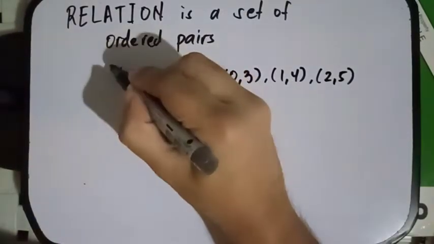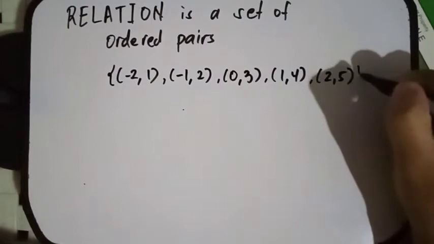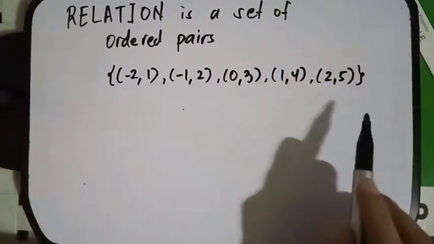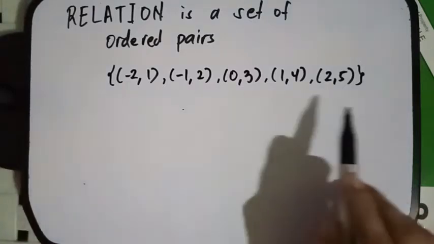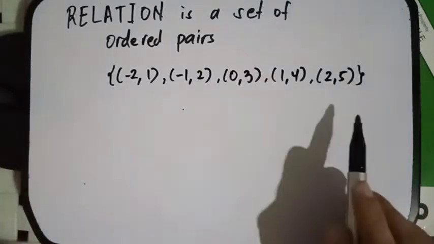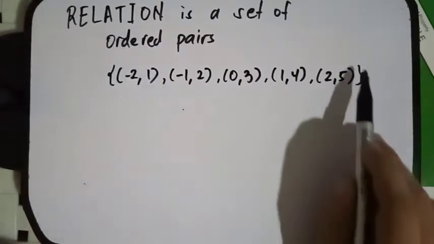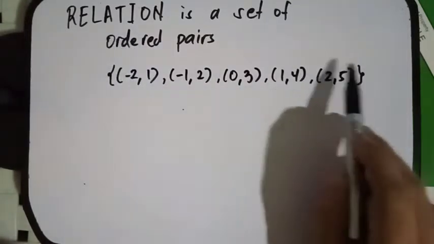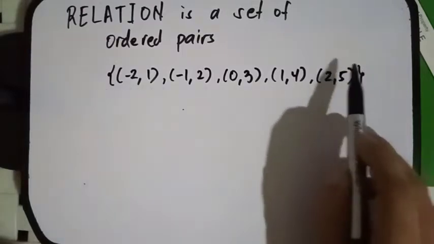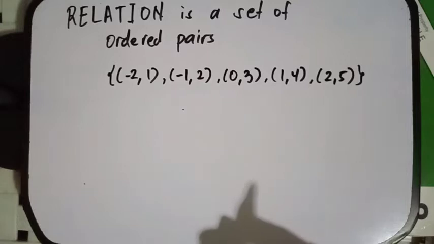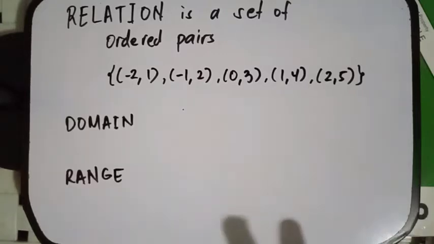Ayan. And then we enclose brackets para ma-indicate na itong limang ordered pairs na to ay kabilang sa iisang set. At ang set na ito ay yung tinatawag na relation. So relation ang tawag sa set of ordered pairs na gaya nito. Okay? Sa isang relation, mayroong dalawang parts. At ito yung domain and range.